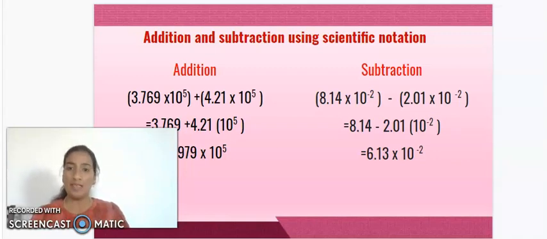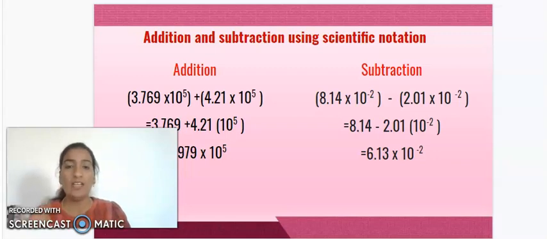This is the same case for multiplication and division also. If the exponent is the same, just do the math, like addition, subtraction, multiplication or division, and just rewrite the exponential term. That's what we do if the power is the same.